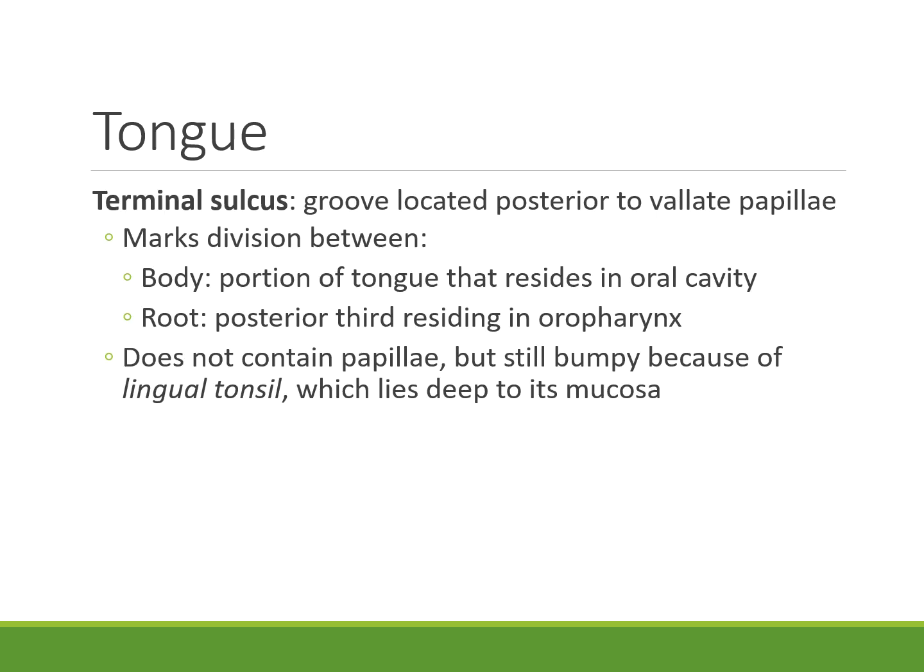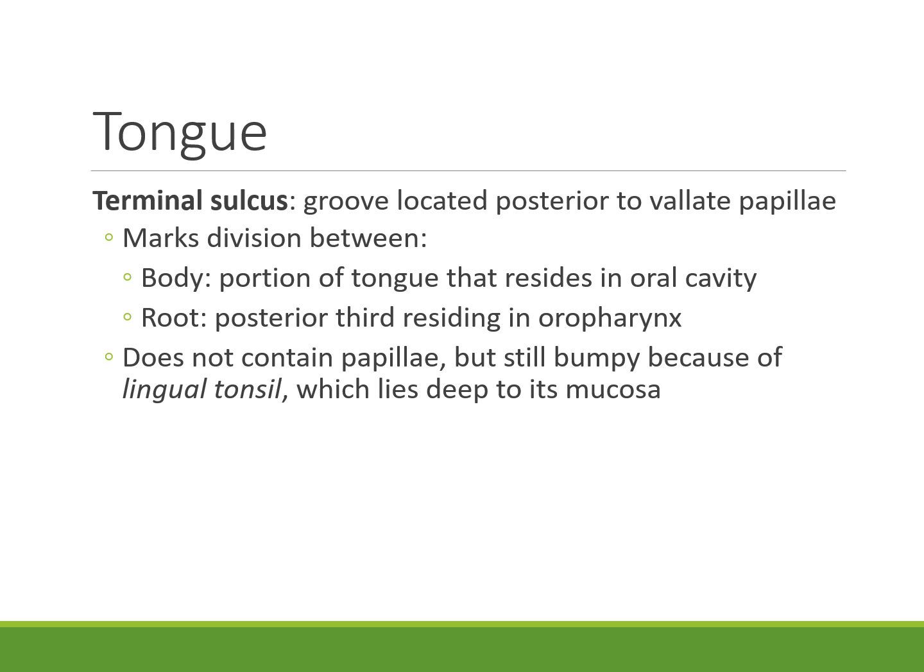The terminal sulcus is the groove located posterior to those vallate papilla, and it marks the division between the body of the tongue and the root of the tongue. So the body of the tongue is what's actually in the oral cavity. The root is the part that goes down into the oropharynx.